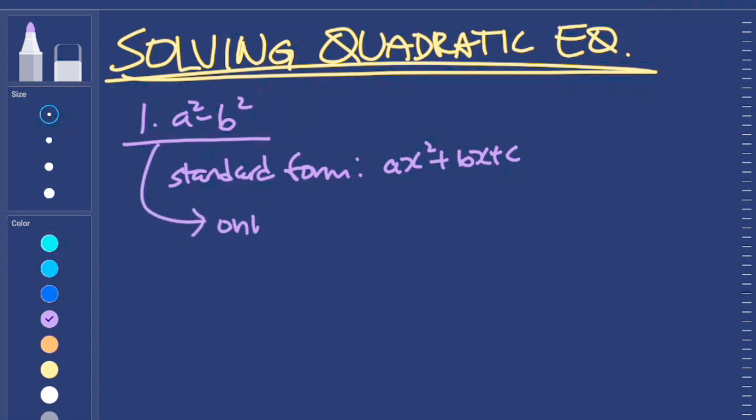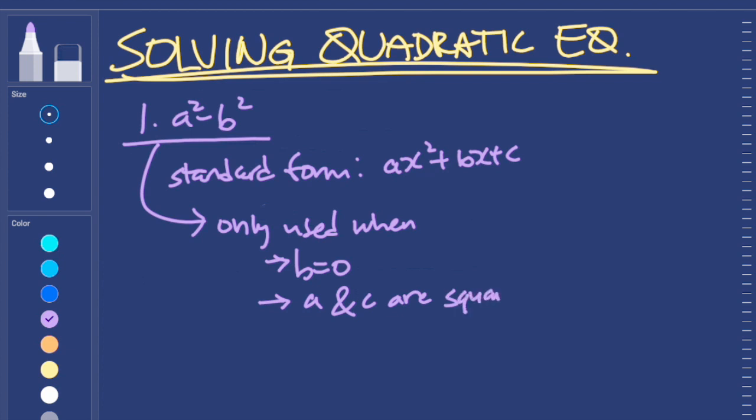In this case, a squared minus b squared will be used only when b in the standard form is 0. Also, you can have x in either a or b in the a squared minus b squared form, so when you plug in the x, it becomes something times x squared. This form in middle school math will be used only when a and c are squared numbers in the standard form. So when you make this into a squared minus b squared format, you can just have integers in your final form.